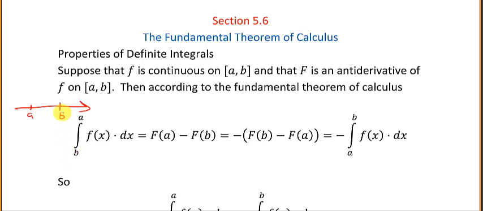And if I evaluate this backwards, starting at the bigger value, the definite integral from b to a of little f of x dx would be capital F evaluated at the upper limit, a, minus capital F evaluated at the lower limit, b. But remember, b is the bigger number. This would be the opposite of capital F evaluated at b minus capital F evaluated at a, or the opposite of the definite integral as we've known it, the integral from a to b, from the smaller value to the bigger value, of little f of x.